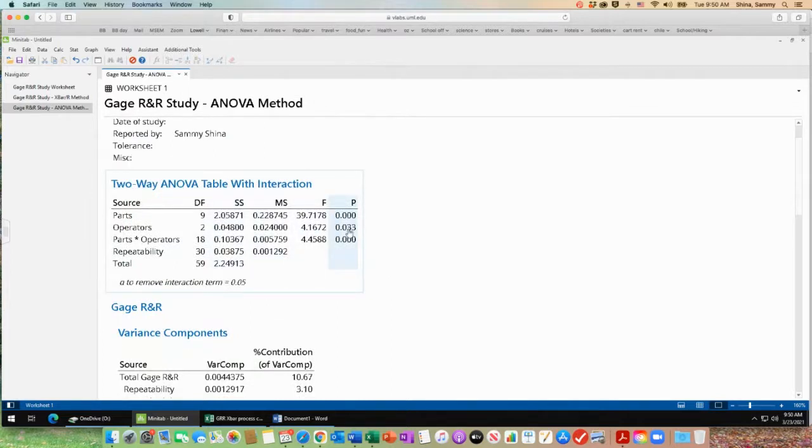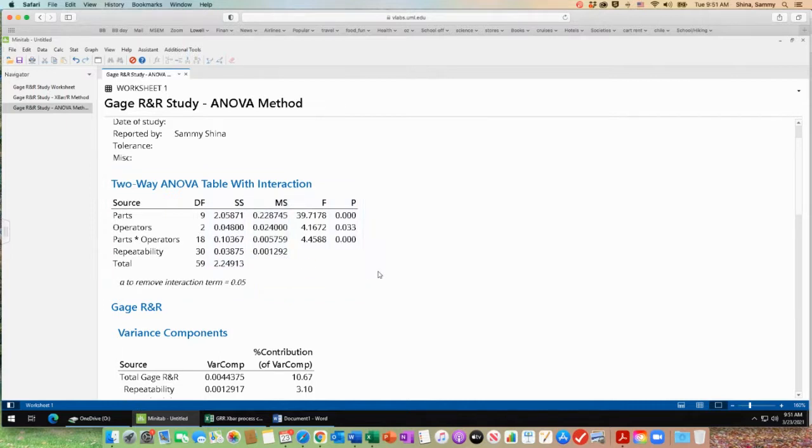And this says operators 033. The reason for that is the parts times operator is the interaction. It's 9 times 2, so you get the 18. Then the repeatability represents the second 30. So the first 30 is divided into parts: 10 parts minus 1, degrees of freedom is 9. 3 operators minus 1 is 2. Parts times operator is 9 times 2, which is 18. The repeat is 30 because the second 30 is on the bottom of the first 30.